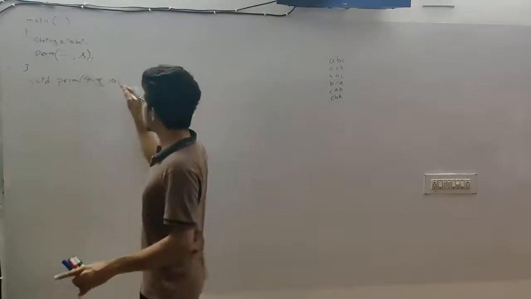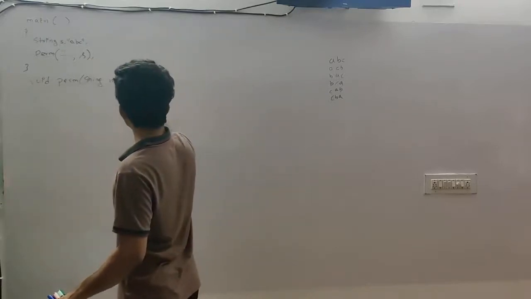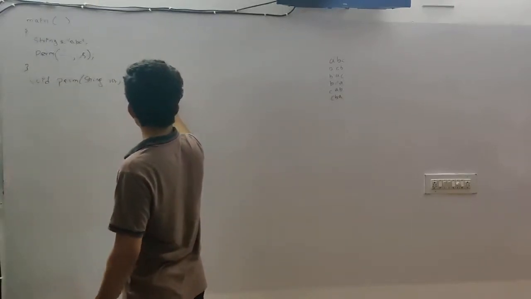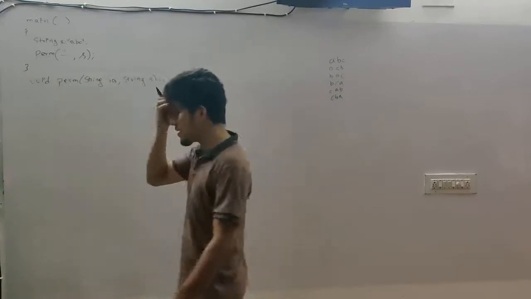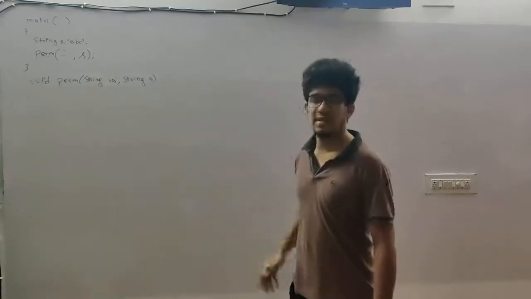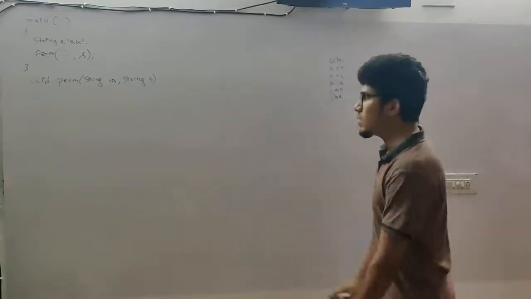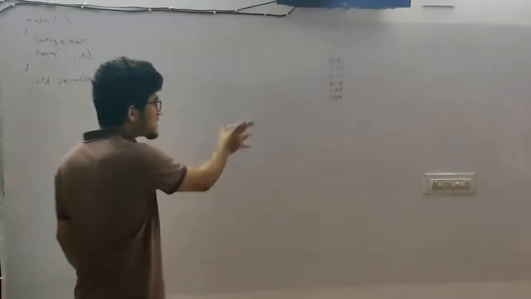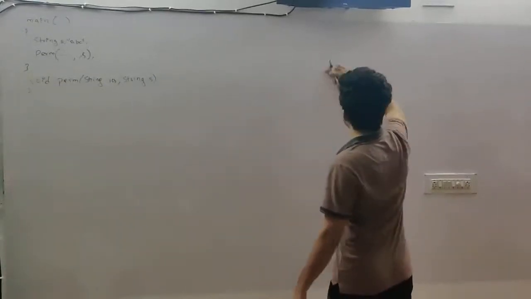Now string S is there, and it will be stored in a variable. Whatever S is there, I will store it in this S. Next, before writing the method, let me explain what we have to do. Let me write the logic here.